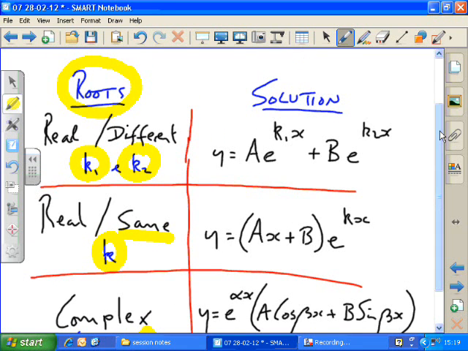And then we have on the right hand side of this table solutions. And what this is saying is if we have two real roots, then we've got an exponential solution where y equals some constant a, and then there's an exponential e to the k1, which is the first root, x, plus b e to the k2x. So that means we have two constants in this solution.